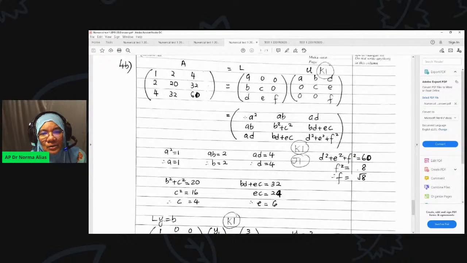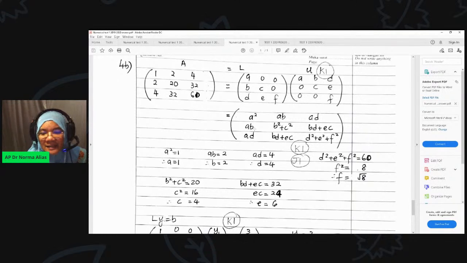No argument, no reduction, just calculation. You put a squared is equal to 1, matching between LU and A. AB equal to 2, AD equal to 4. So you get D is equal to 4, B equal to 2, and A equal to 1.